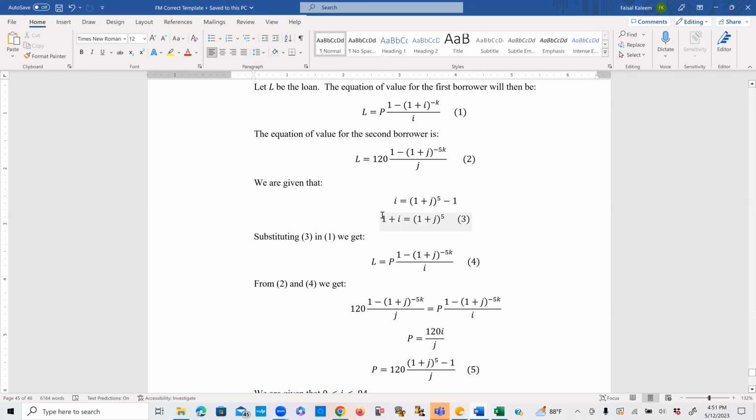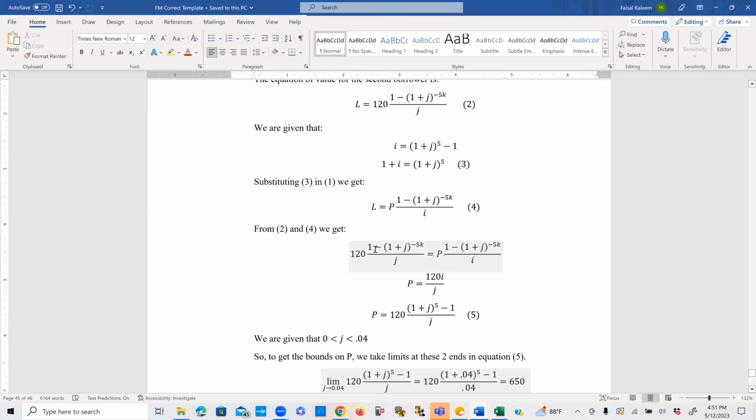So that means 120 times this whole quantity equals this whole quantity. And now the (1 plus j) to the negative 5k cancels out from both sides, and this i moves into the numerator. So if we solve this equation for p, we get p is equal to 120 i over j.